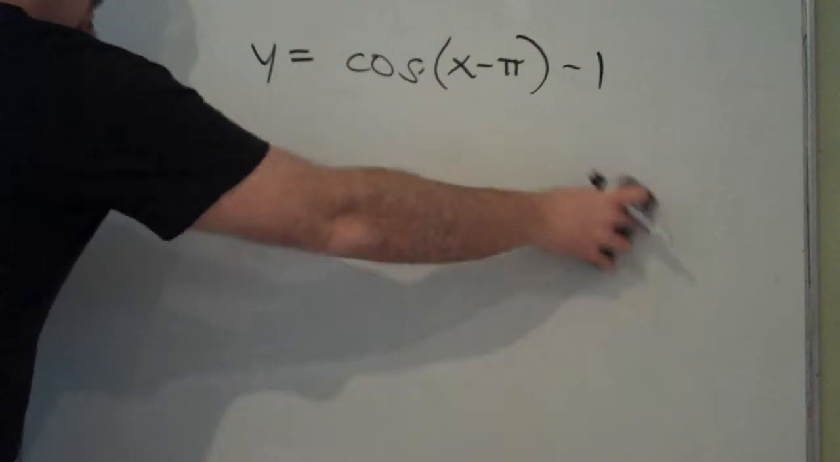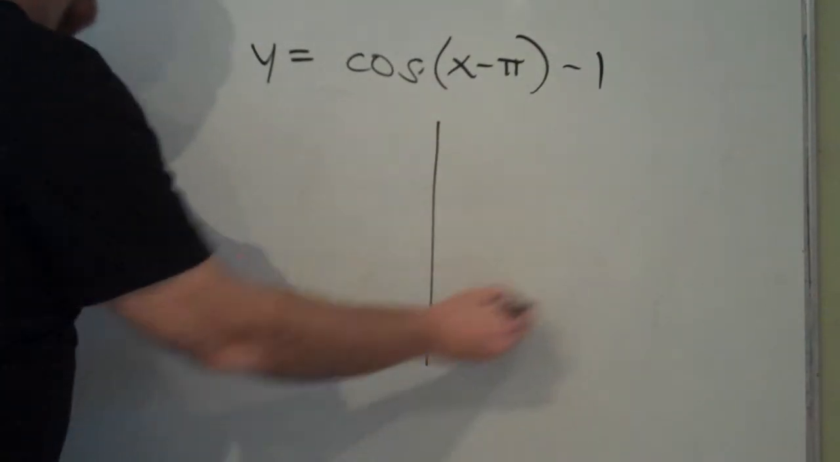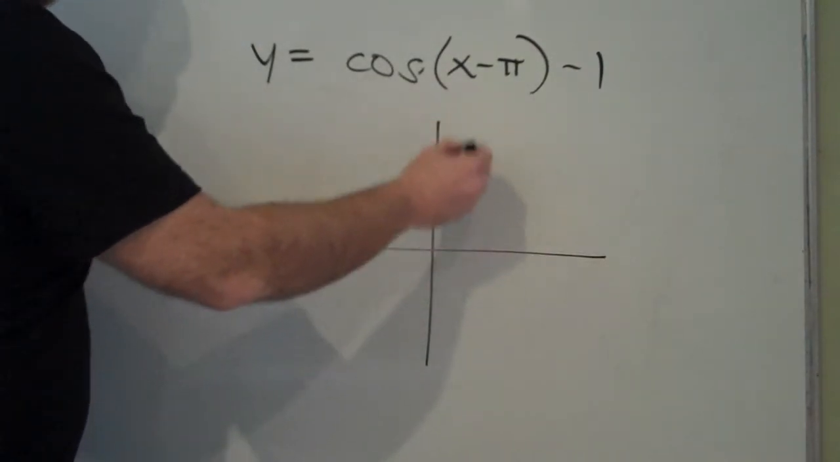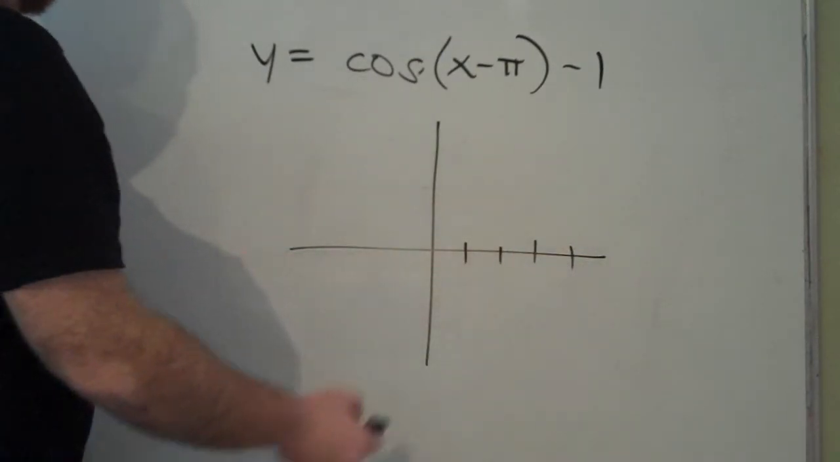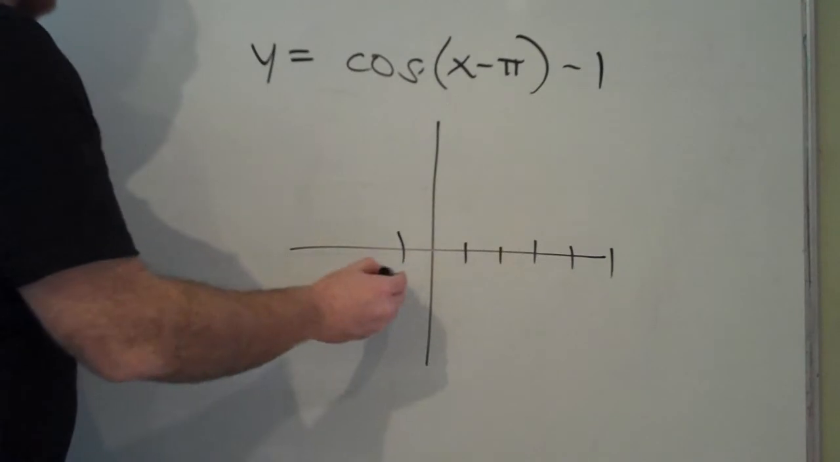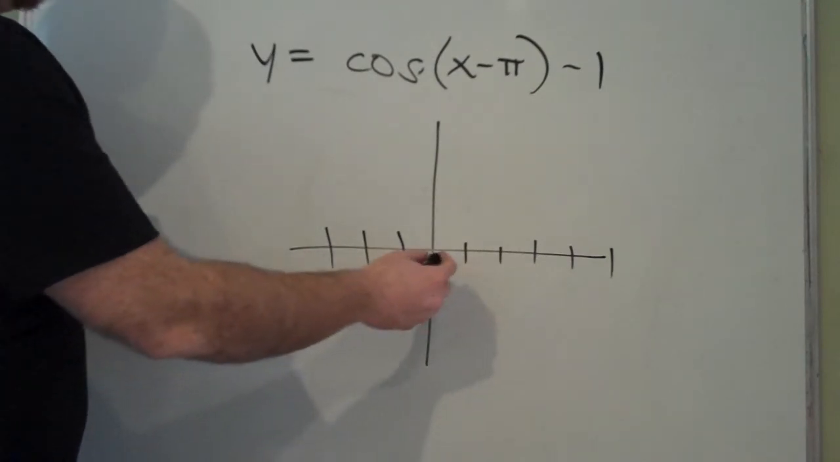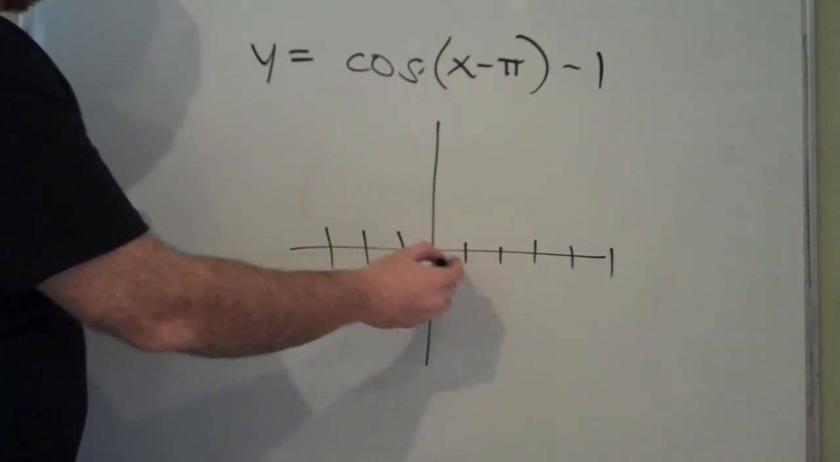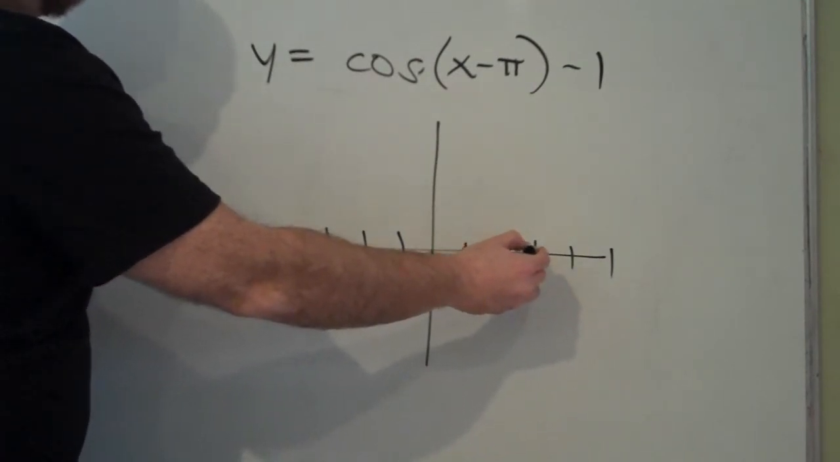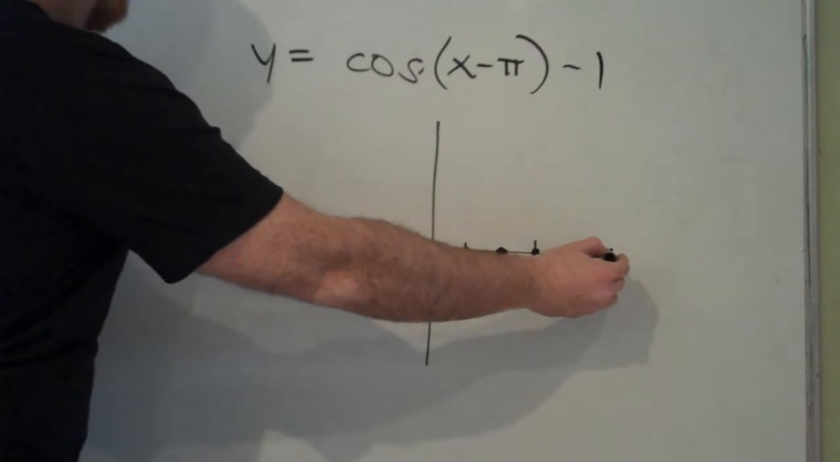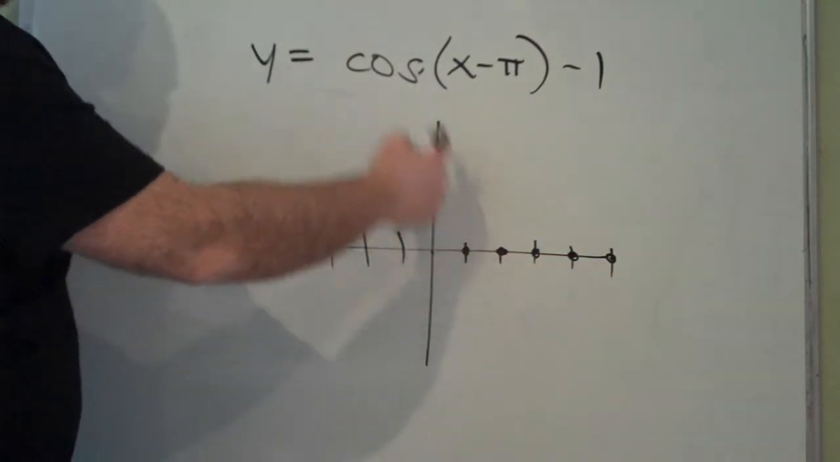So we know where to start, we know where to stop, we know how to scale our graph. Here we go. So, a review of graphing cosine. Let's make our scale pi over 2. Come over here this time. My first point is at pi. My second point is pi over 2 units away, and so on for each following point. This is a cosine graph.